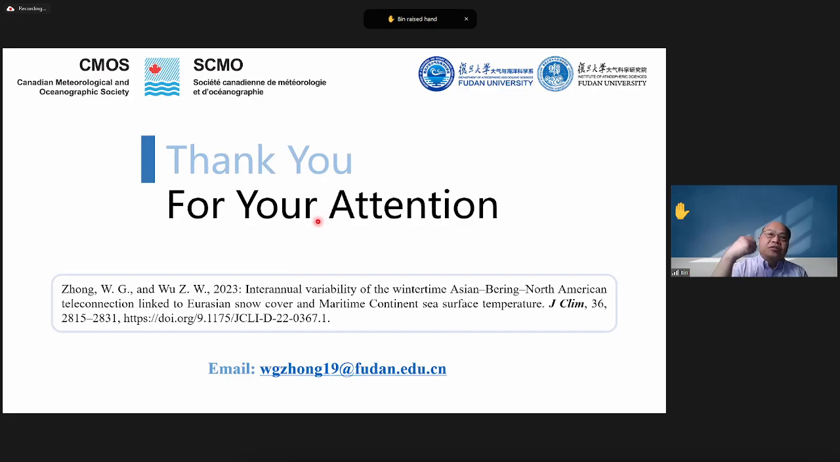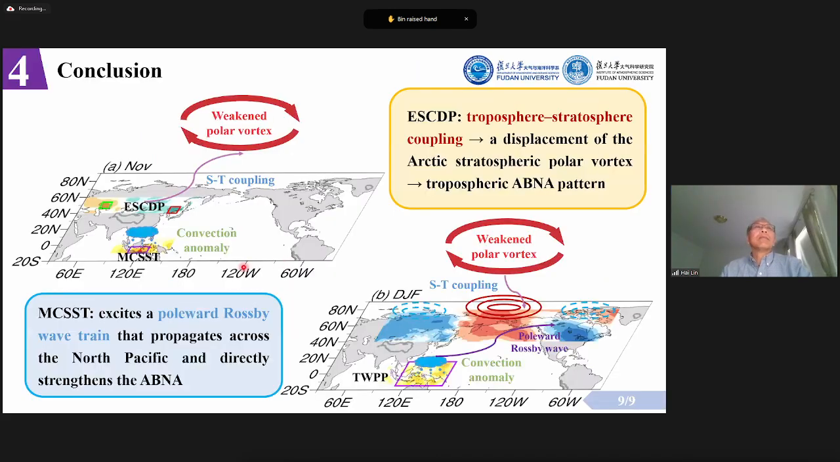Are these two forcing factors, the snow cover and tropical heating, correlated or acting independently? Well, here we analyzed the index. The Eurasian snow cover anomalies and the Maritime Continent SST are not significantly correlated, and they can be considered as independent predictors for the winter ABNA pattern.